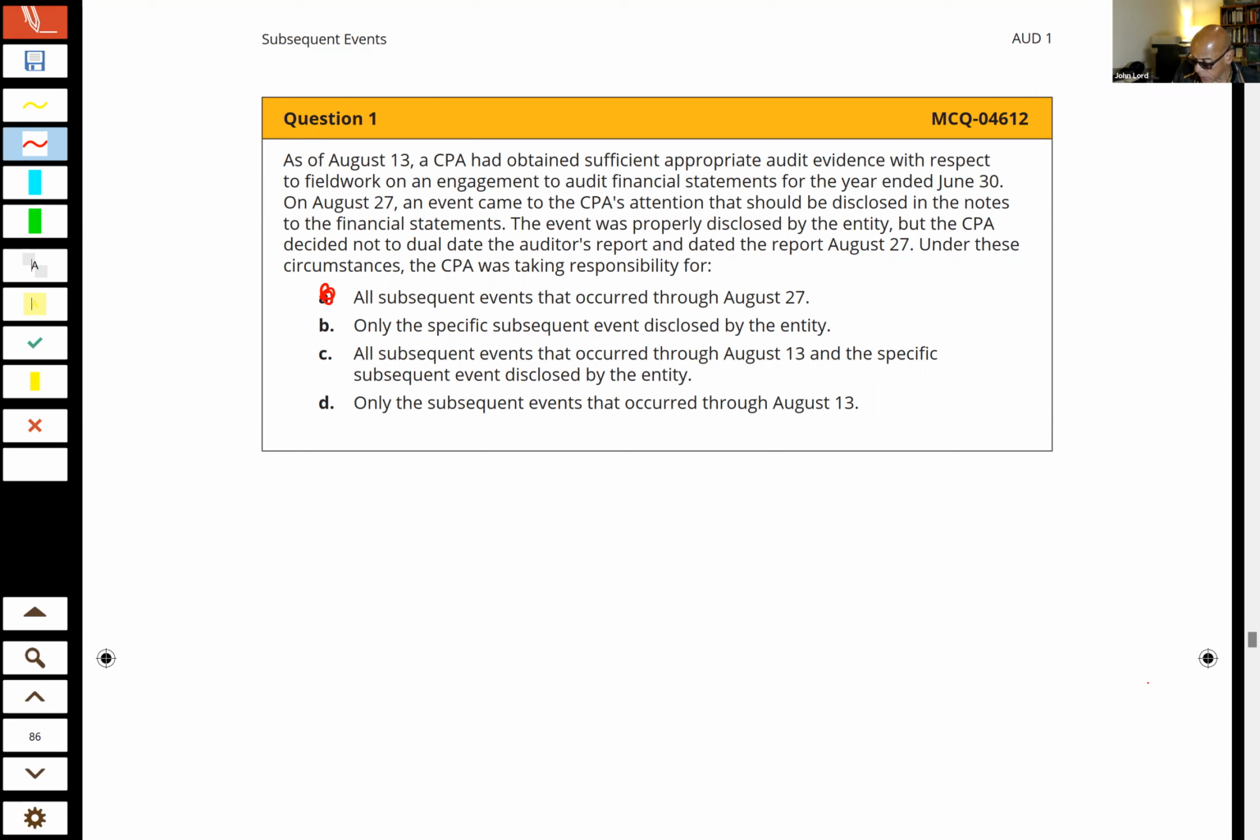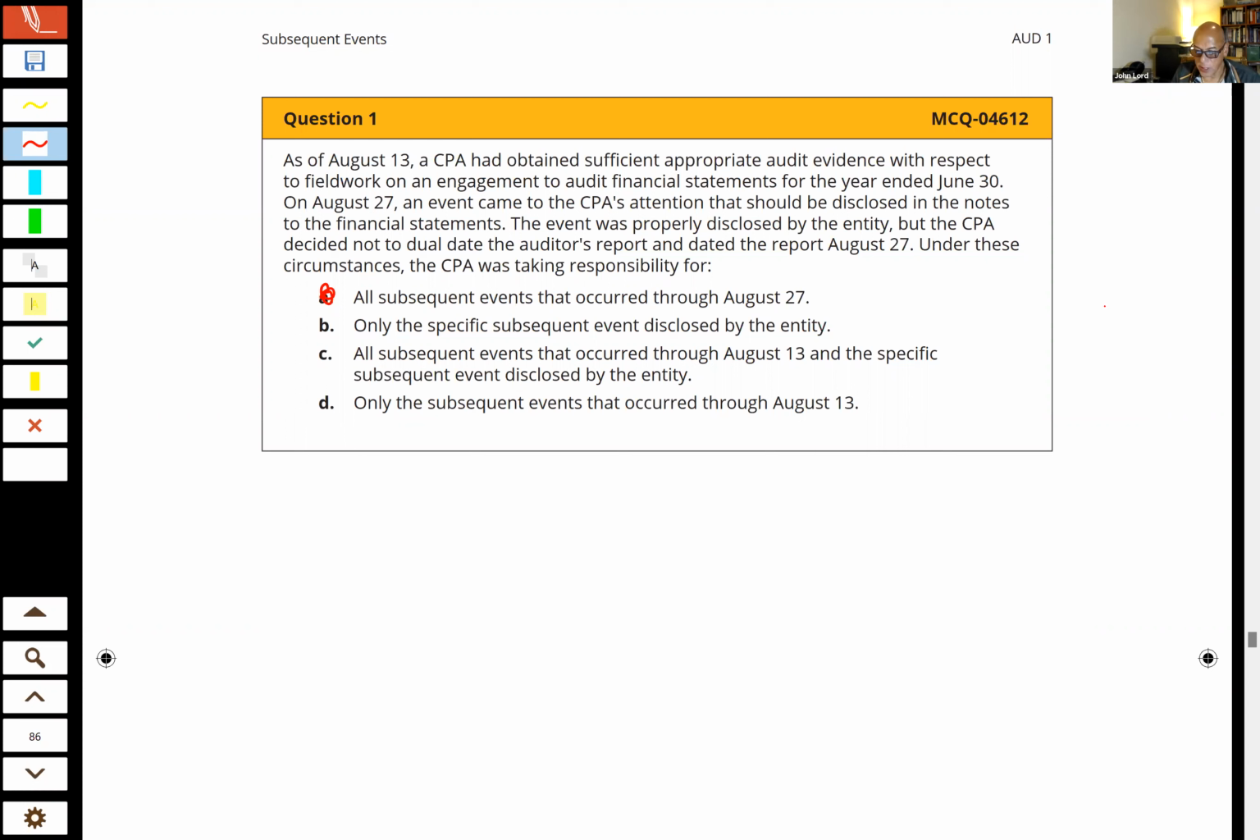But let's go ahead in the time we have left remaining and take a look at this one. And so we can see that on August 13th, the CPA obtained sufficient appropriate audit evidence with respect to field work on the engagement to audit financial statements for the year ended June 30th. They're indicating that the day of the report was probably going to be August 13th. On August 27th, an event came to the CPA's attention that should be disclosed in the notes of the financial statements. The event was properly disclosed by the entity, but the CPA decided not to dual date the auditor's report and dated the report August 27th.